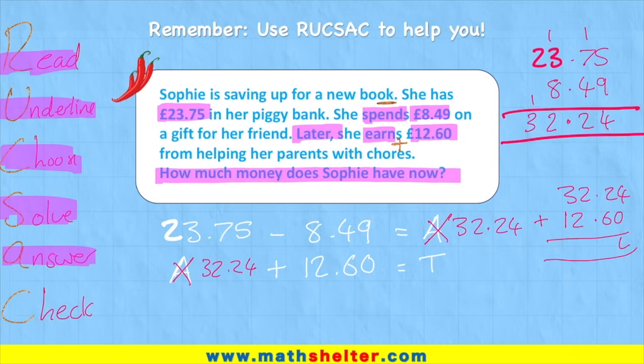4 plus 0 is 4. 2 plus 6 is 8. Put back my decimal. 2 plus 2 is 4. 3 plus 1 is also 4. So my total of how much Sophie has right now is £44.84. Now I can check, and this time I'm going to check by asking you to go through this yourself. See if you get the same answer as me, and then we can check my work.